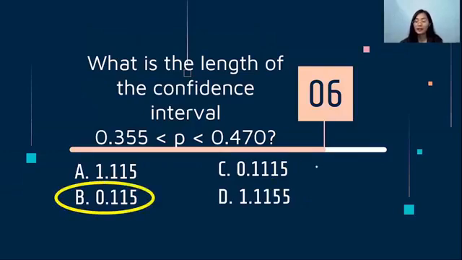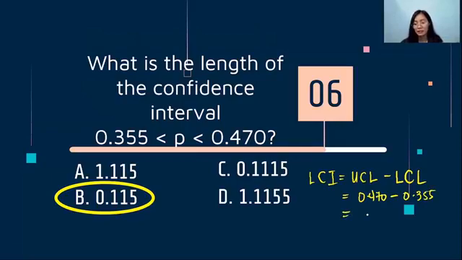For us to get the length of the confidence interval, we have to compute or subtract the upper confidence limit minus the lower confidence limit. Here we have 0.470 minus 0.355, which gives us 0.115 as the value of the length of the confidence interval. All right, so that's all for our activity today. Good job, Delpilarians. Thank you for your participation.